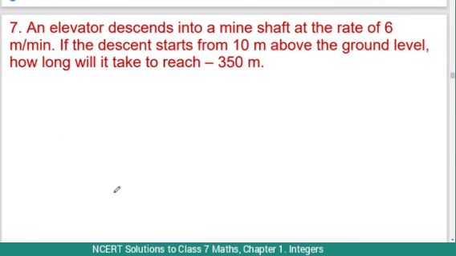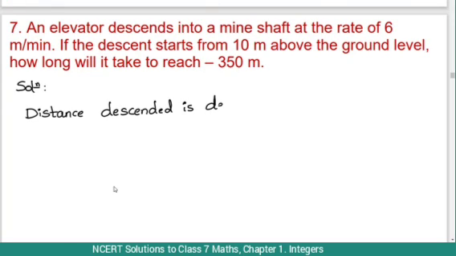7th question. An elevator descends into a mine shaft at the rate of 6 meters per minute. If the descent starts from 10 meters above the ground level, how long will it take to reach minus 350 meters? Solution. Distance descended is denoted by a negative integer.